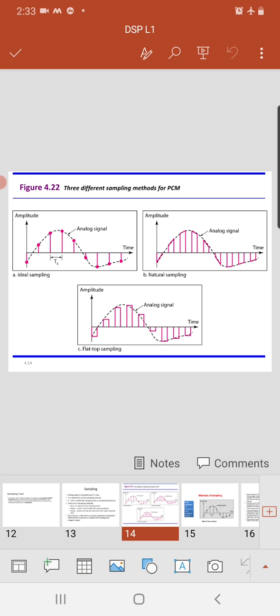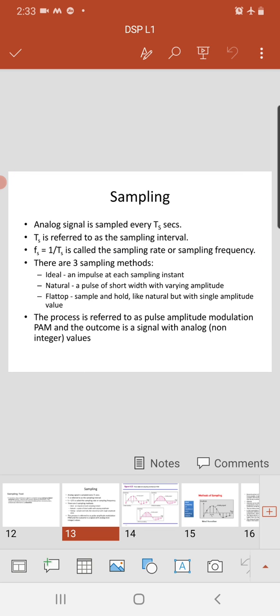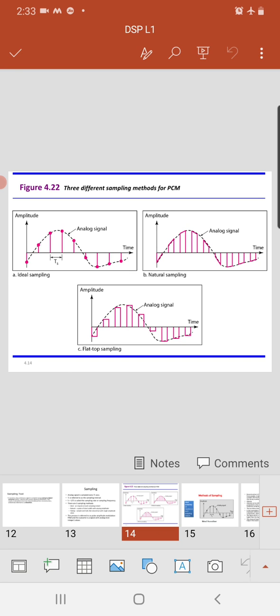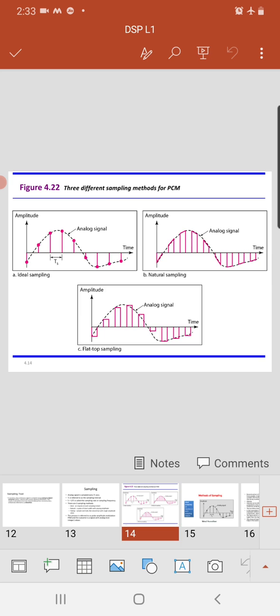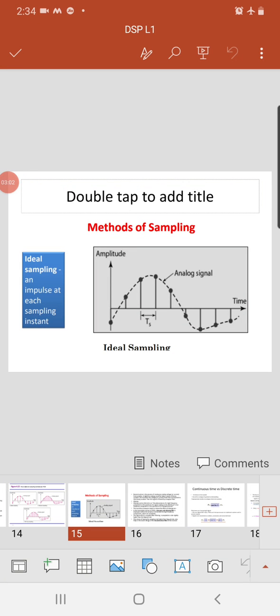Now these three different sampling methods. First one is the ideal sampling, that is an impulse at each sampling instant. The second one is natural sampling, here a pulse of short width with varying amplitude, and the third one is flat top sampling. So this diagram is ideal sampling, an impulse at each sampling instant, which is shown in the previous figure.